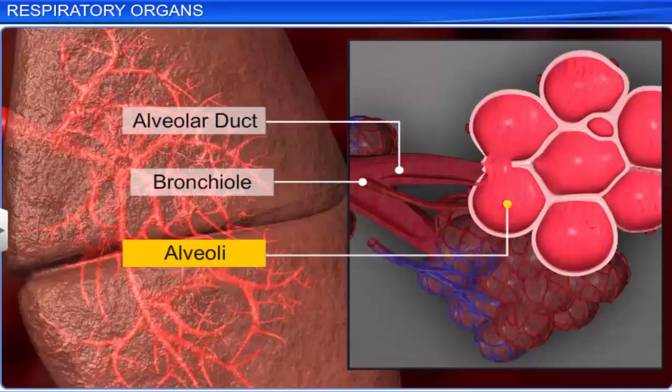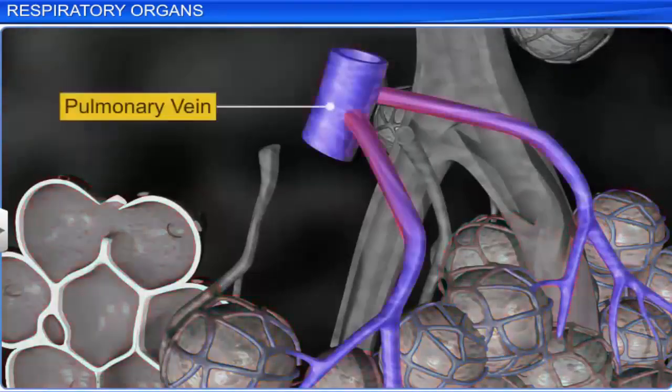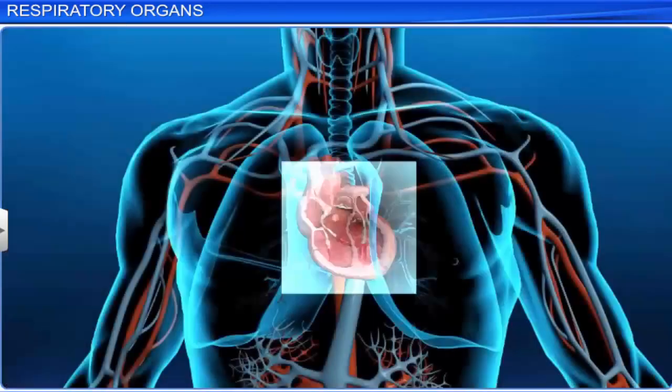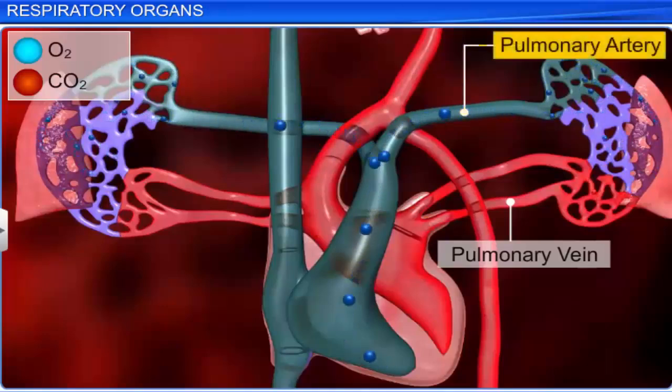An average adult's lungs contain about 600 million alveoli. Each alveolus is covered by thin and fragile blood capillaries, which combine to form the pulmonary vein. The pulmonary vein carries purified blood to the heart, and from the heart, the pulmonary artery carries impure blood to the lungs.